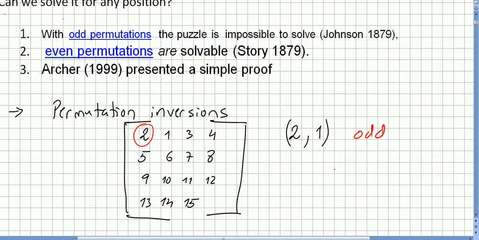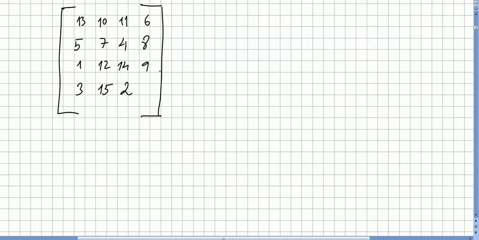So we have an odd number of inversions, right? So this puzzle is impossible to solve. If you want to try, just put it on some computer program and try to solve it. You will see that this is impossible to solve. Okay, let us look at another example.